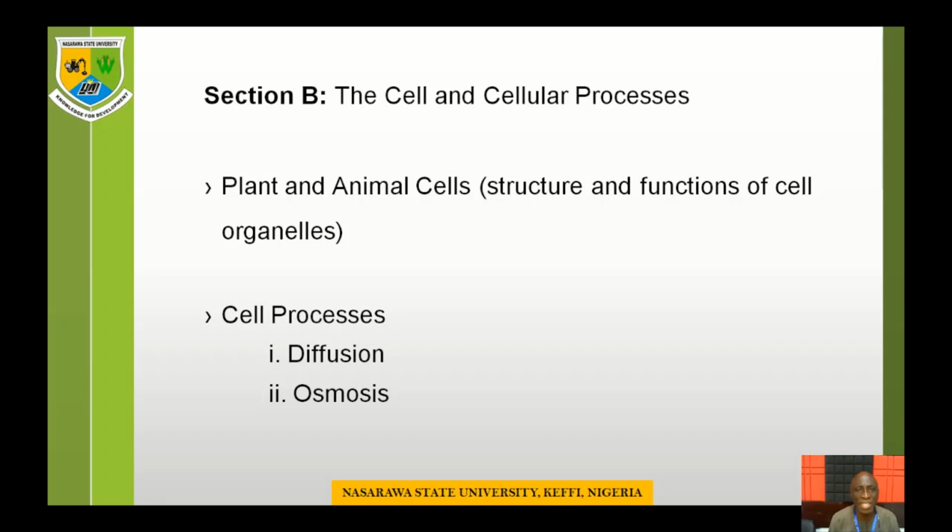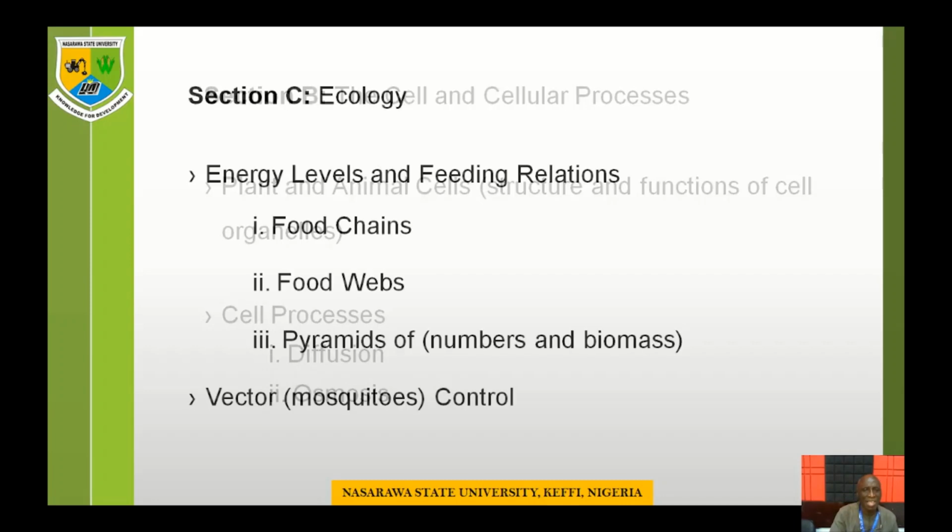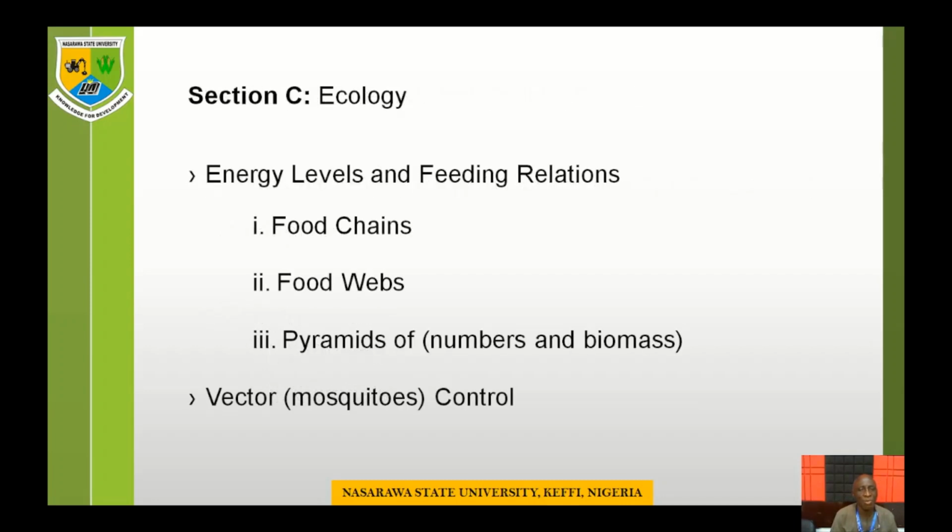But cellular processes, there are two or three of them. The first one is diffusion. We also have osmosis, and sometimes we have what we call plasmolysis. Diffusion, osmosis, and plasmolysis. But this book, the guide, has given attention to diffusion and osmosis. And then, like I said, we are going to look at the section on ecology where we have interaction between the organism and the environment.